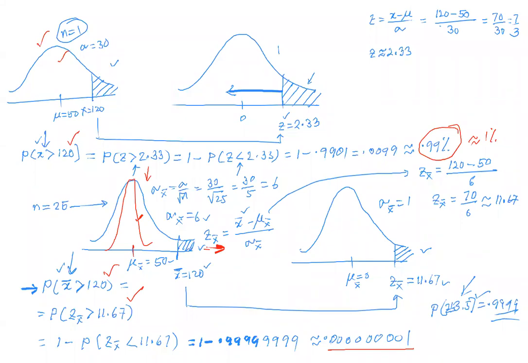Equivalently, the chances of being closer to the mean is extremely high. That's what it is. Chances of being far away from the mean in a sampling distribution is very, very low, or equivalently, chances of being closer to the mean is higher. All right, and that's what it is.